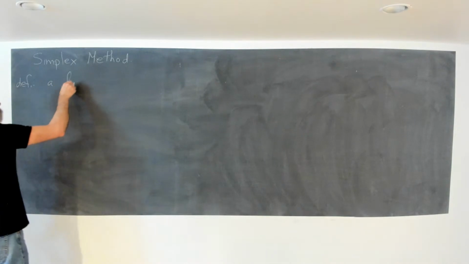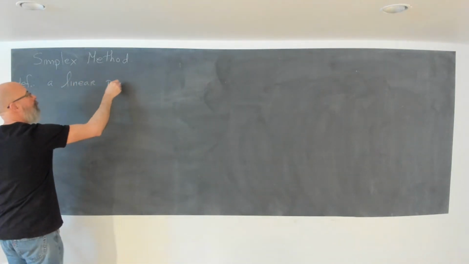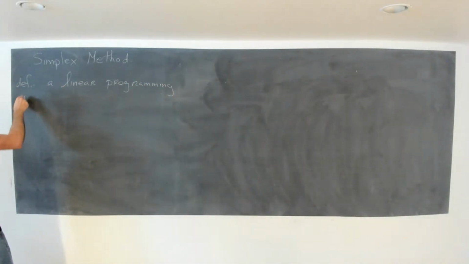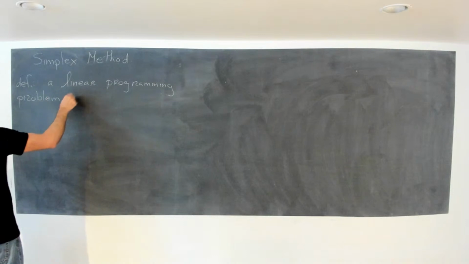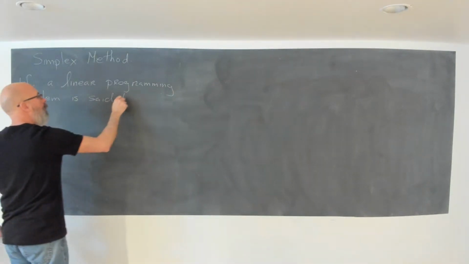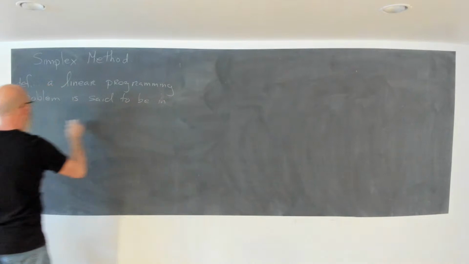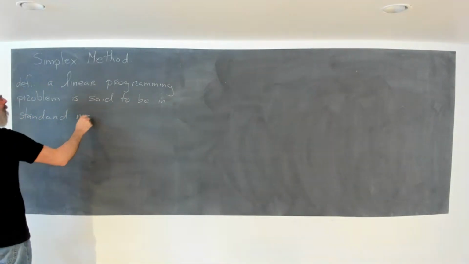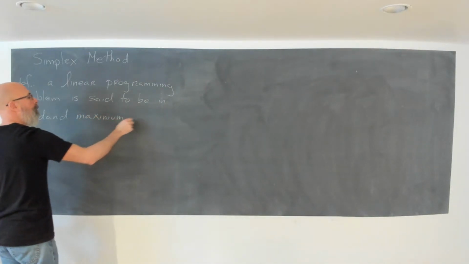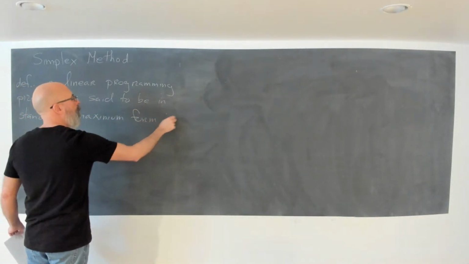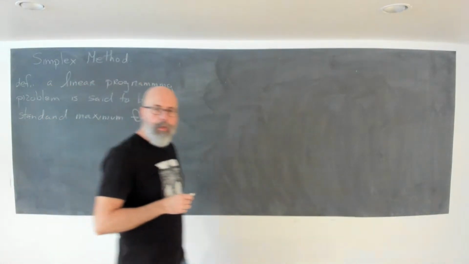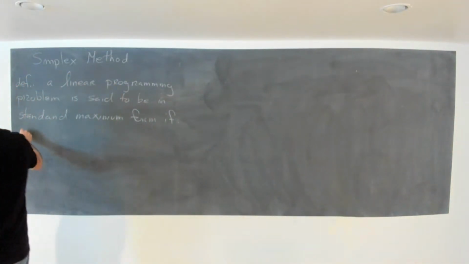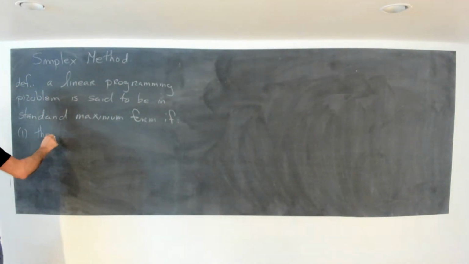Definition. A linear programming problem is said to be in standard maximum form if the following conditions are met. 1, the objective function is to be maximized.